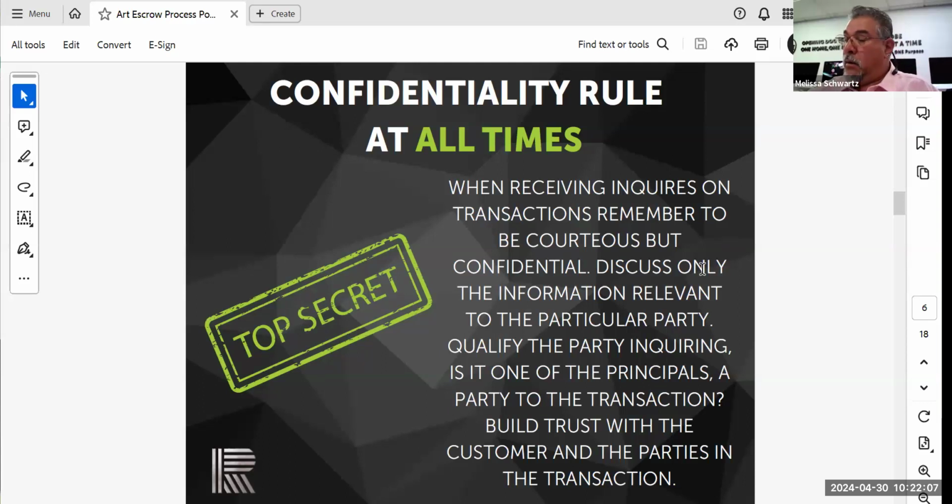Okay. Let's see where we're at here now. Let me look over my notes real quick here. So. Okay, reasons for escrow. That's the next one. This is a good one here.